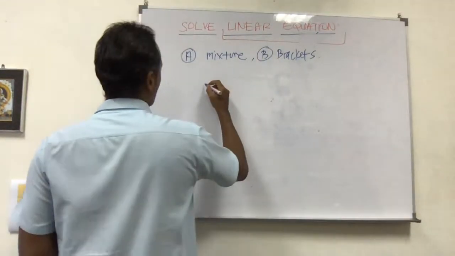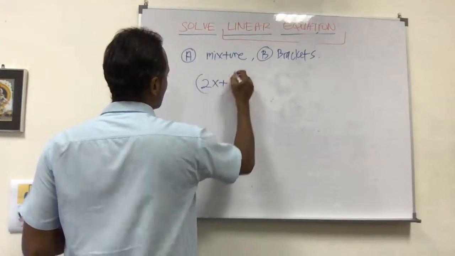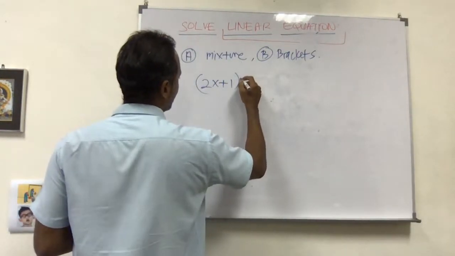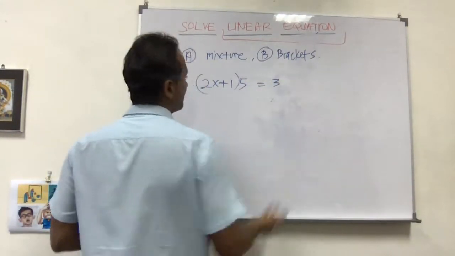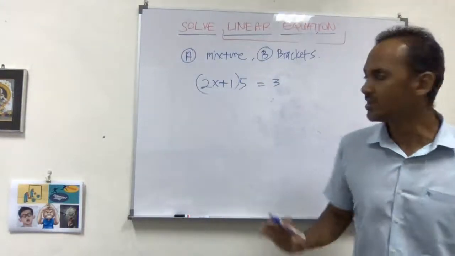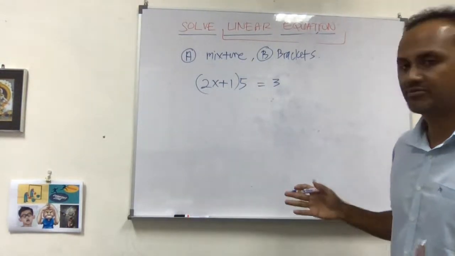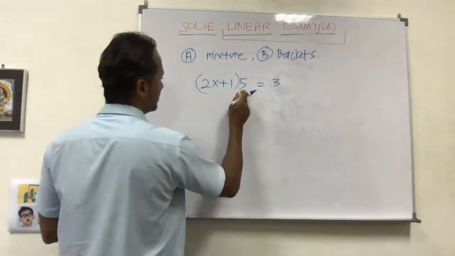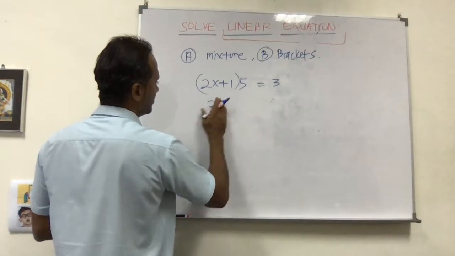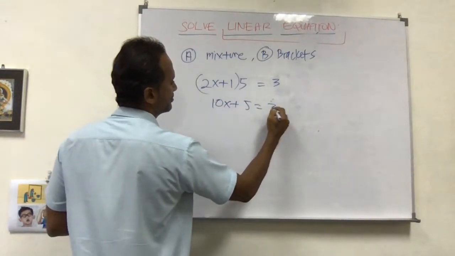Example: 5 times (2x plus 1) equals 3, as simple as that. Okay. Now I see a bracket. When you see a bracket, the first thing is that you get rid of the bracket by expanding it, so expanding this whole term here. So you multiply 5 times 2x, we get 10x plus 5 equals 3.